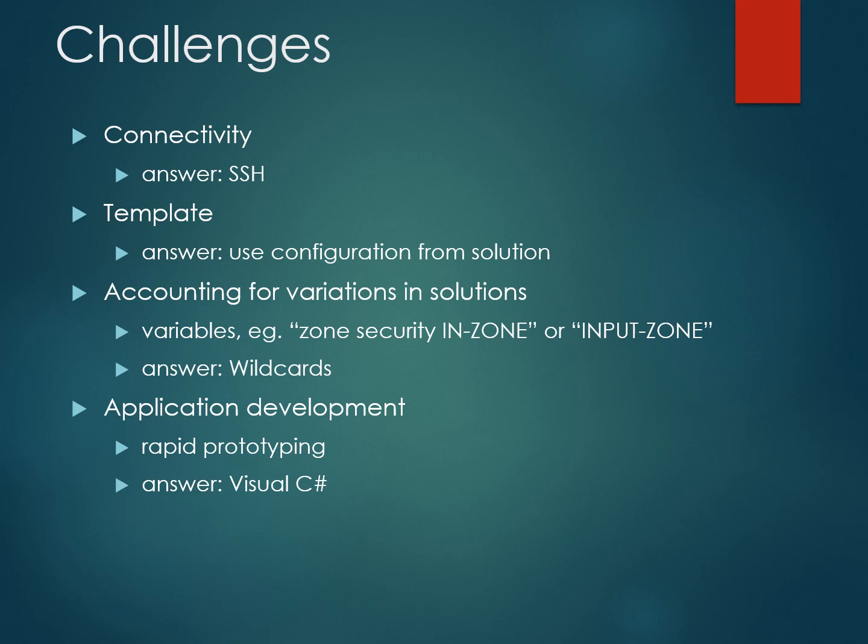Then we need to account for variations in solutions. So for example, if a student used a variable name of in zone for a security zone, then there might be a variation. Another person might use input zone. So we need to account for those variations in variable names, and we can do so using wildcards. What about developing this application? Well, we could use rapid prototyping. And we decided to use Visual C# because this enabled rapid prototyping and had been used for previous applications very successfully.